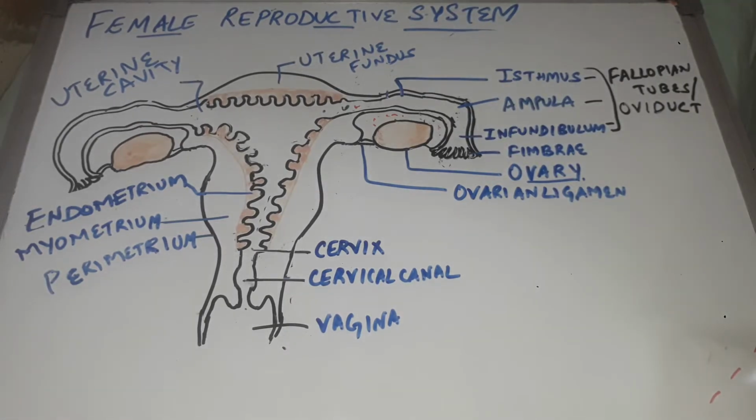Hello dear students, we have talked about the male reproductive system in the previous video. Now we will take up the next topic from chapter 3, that is human reproduction. So our topic is the female reproductive system today.